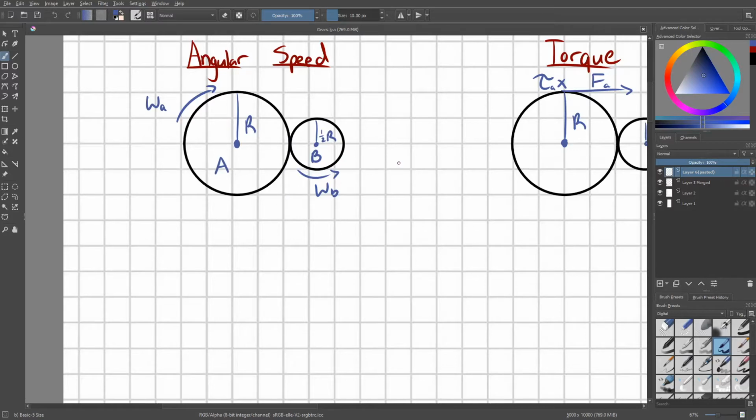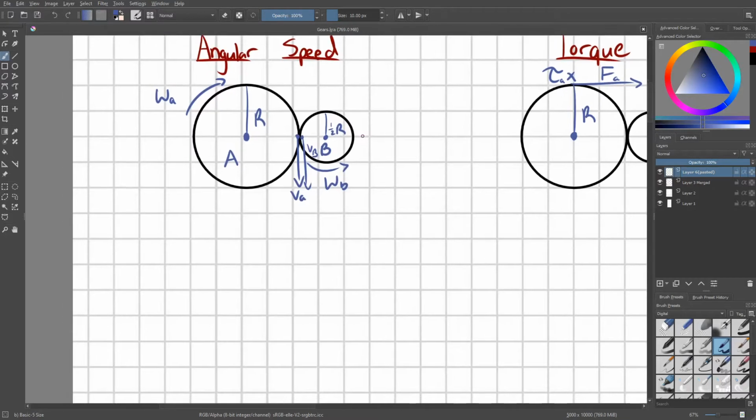Another way that we can describe this system is that because these gears are locked in place, if I were to label a tangential velocity VA at this point where these two gears are locked together, this is going to be equal to VB. So these linear velocities are equal to each other. However, due to the difference in radius, this means we're going to get different angular speeds.